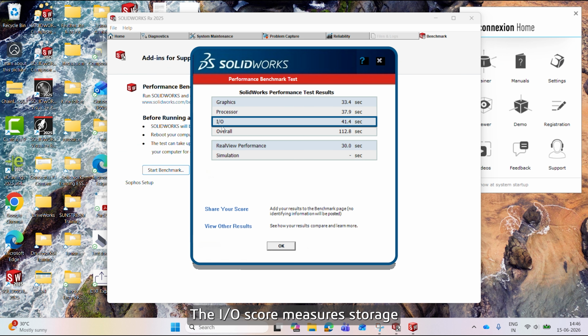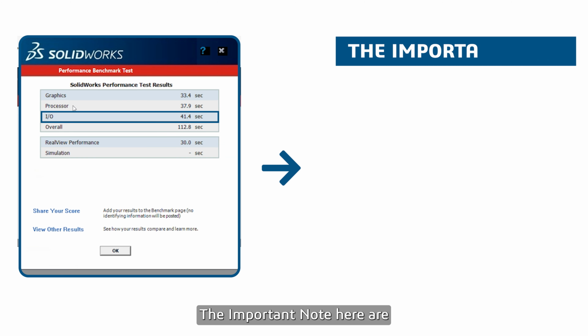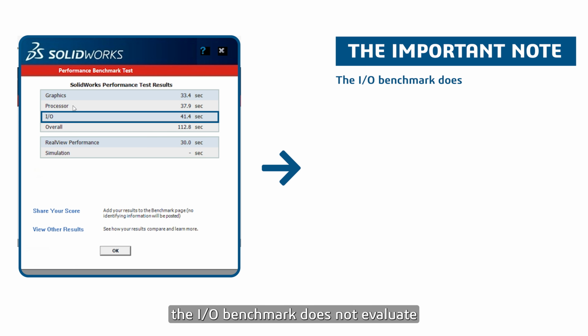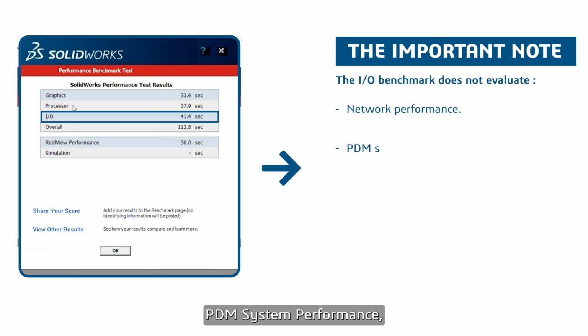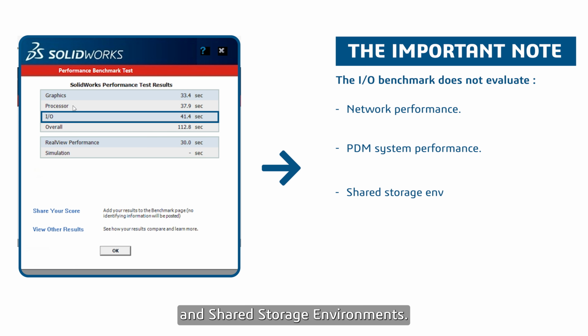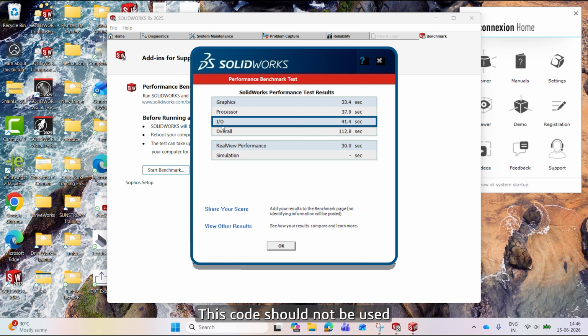The I/O score measures storage performance by testing file opening speeds, file saving speeds, and read and write operations. This benchmark reflects the performance of local storage devices such as SSDs and NVMe drives. The important notes here are: the I/O benchmark does not evaluate network performance, PDM system performance, and shared storage environments. As a result, these scores should not be used to predict file performance across a network.